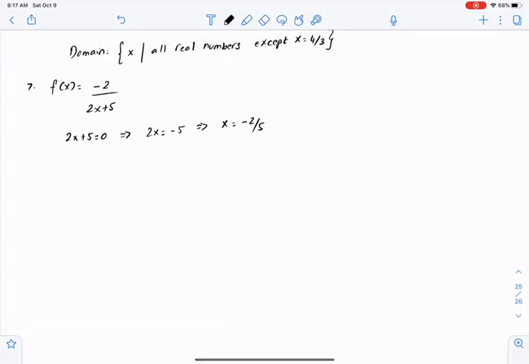So the domain here is all real numbers except x is equal to negative 5 over 2.